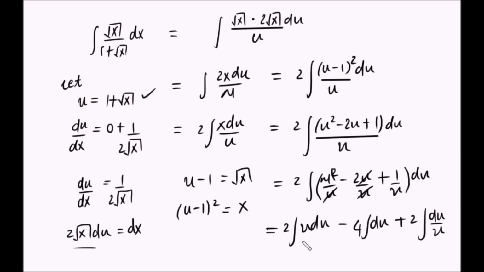So if I integrate u, I get u squared over 2. If I integrate 1, I get u. If I integrate this, I get ln u. So this is just 2 times u squared over 2 minus 4u plus 2 ln of u.